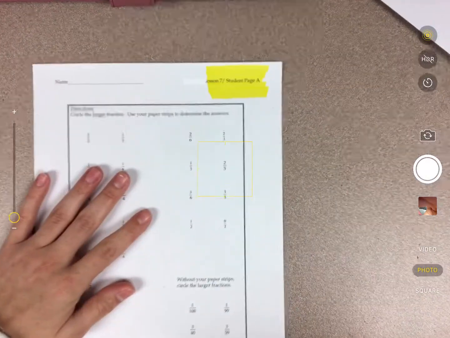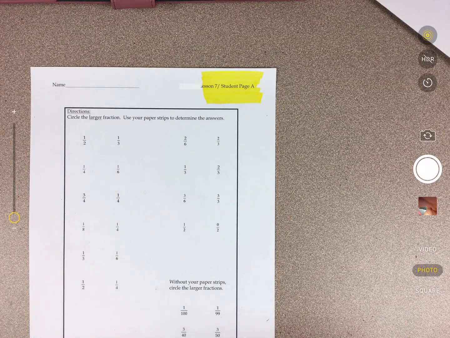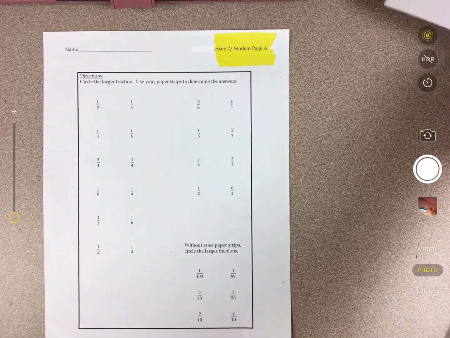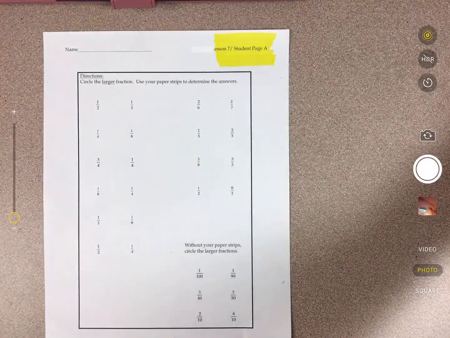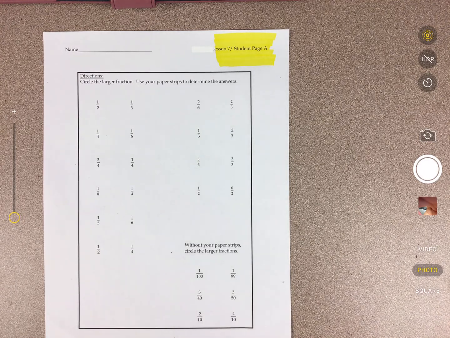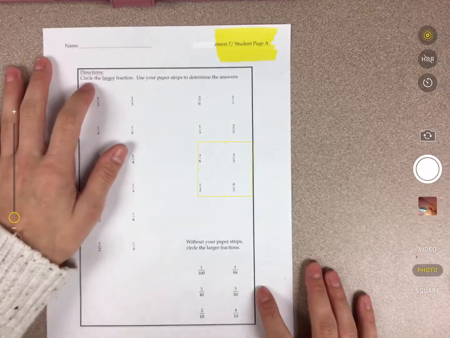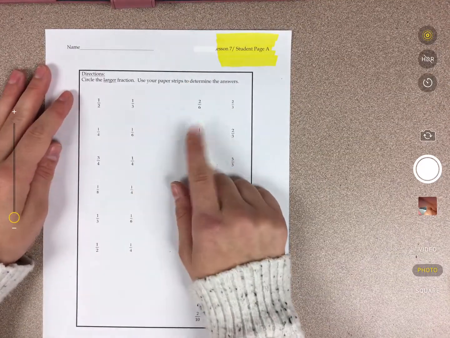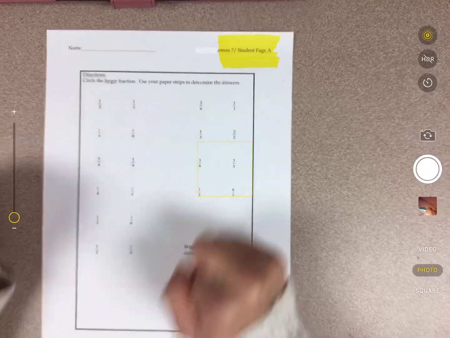And I need you to get Lesson 7, Student Page A. Now that you have lesson 7, student page A, it should have yellow at the top. I need you to follow along and work on this worksheet with me. So if we read the first question, right here, it says circle the larger fraction. And this says use your paper strips. We are going to use our fraction pieces to determine which is bigger and which is smaller.